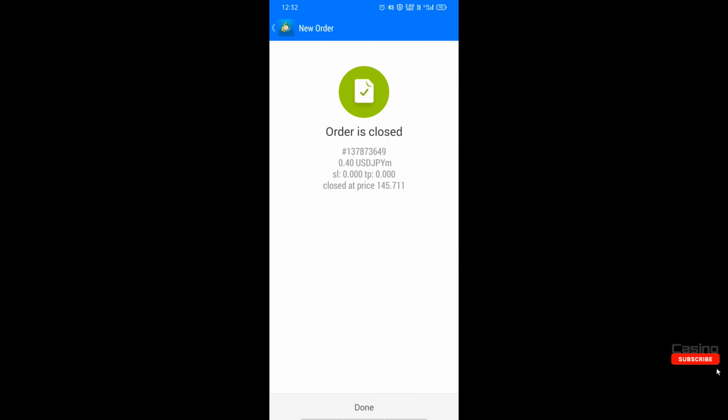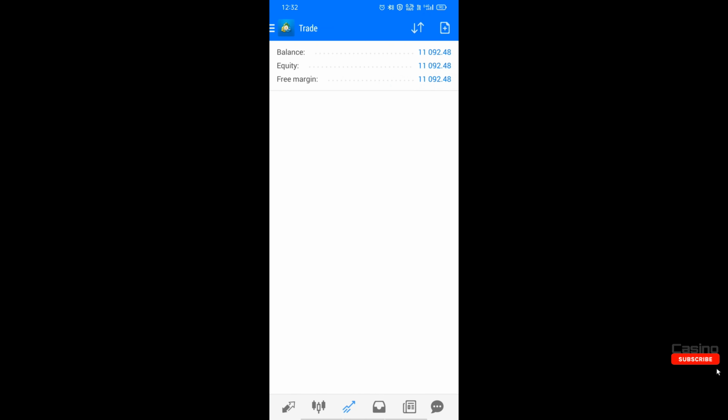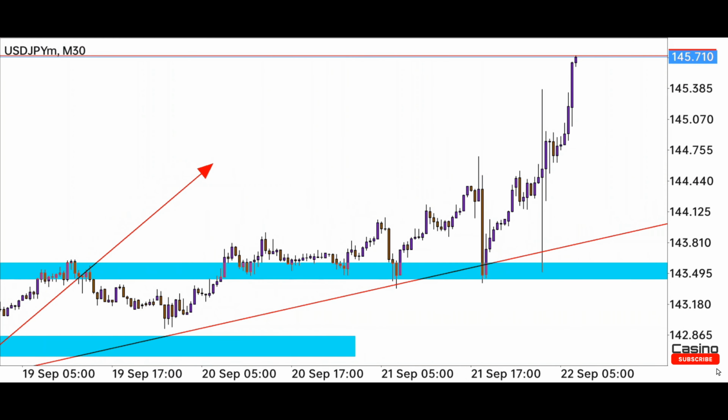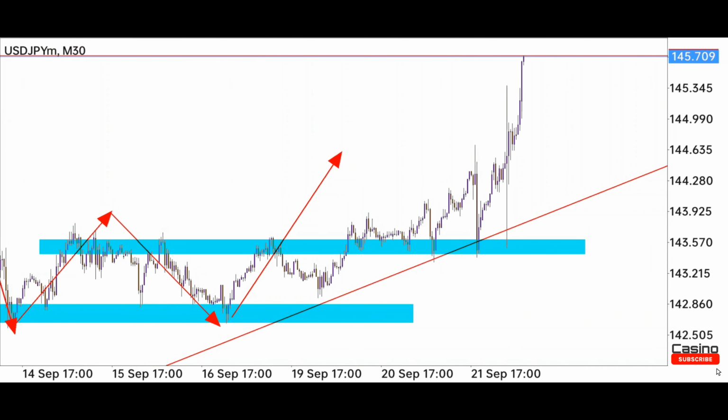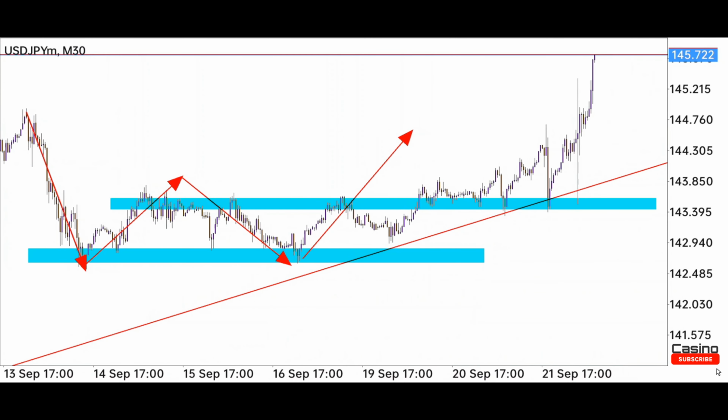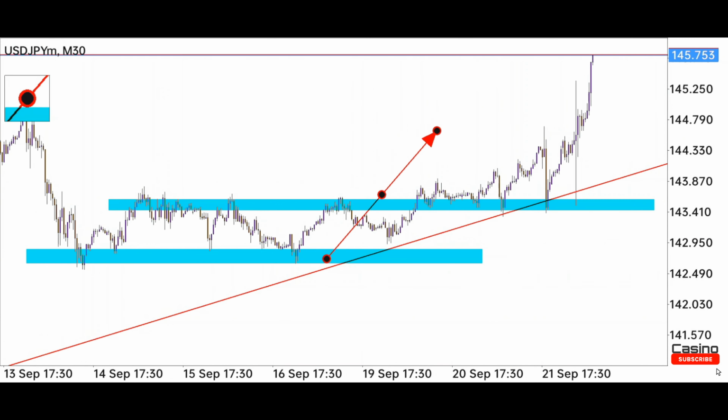I had deposited $4,300 in this account, which we have grown to $11,092, so we have doubled our account. If your analysis is correct, then you can easily profit from the market. You just have to be patient, and all the work will be done by that. Remove these arrows and we will do further analysis on how we can find more opportunities.